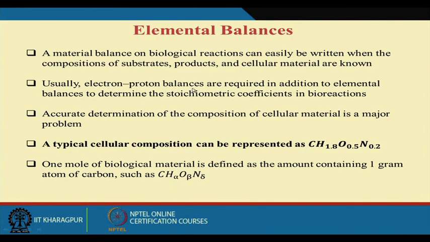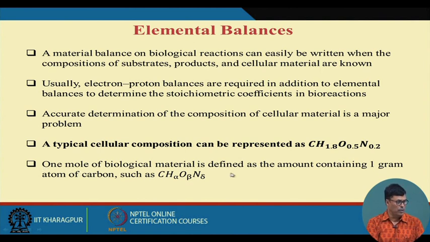Usually electron and proton balances are required in addition to elemental balances to determine the stoichiometric coefficients of the bioreactor. I shall show you how it can be done. Accurate determination of the composition of cellular material is a major problem. The typical cellular composition is represented by CH1.8O0.5N0.5. So biomass composition we approximate like this. The variation is plus or minus 5%, so it is quite acceptable.